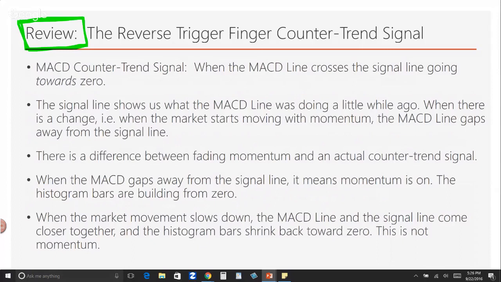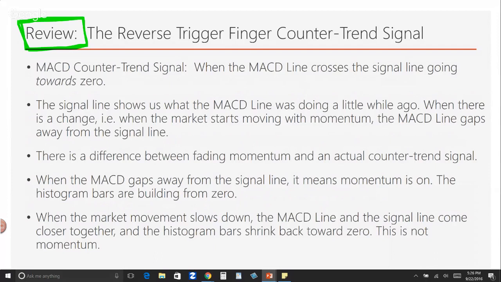It's the reverse trigger finger. It's the counter trend signal. It's the MACD's counter trend signal. Here it is. The MACD counter trend signal happens when the MACD line crosses the signal line going towards zero.